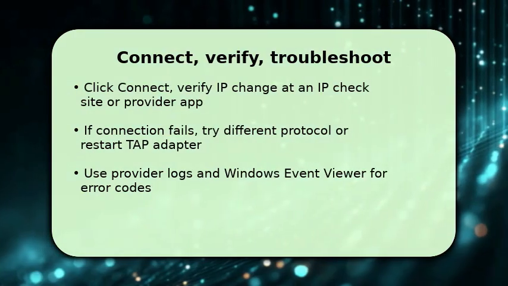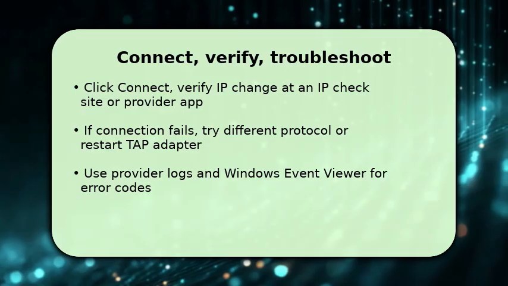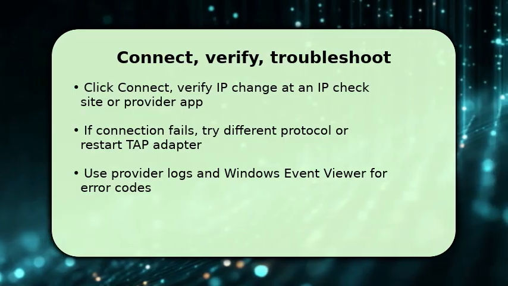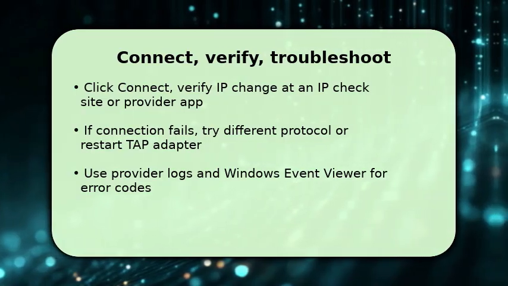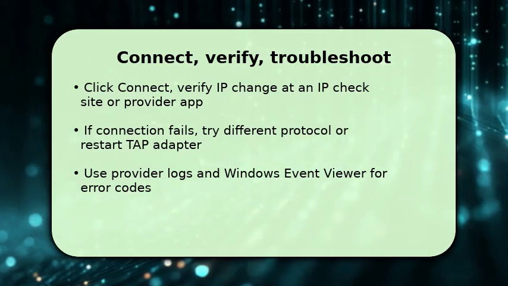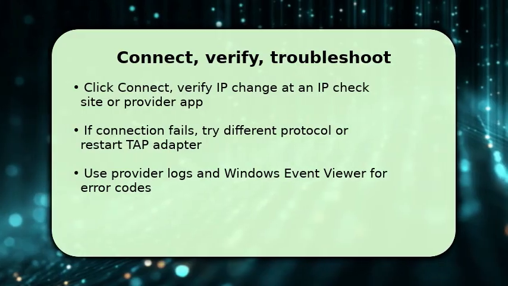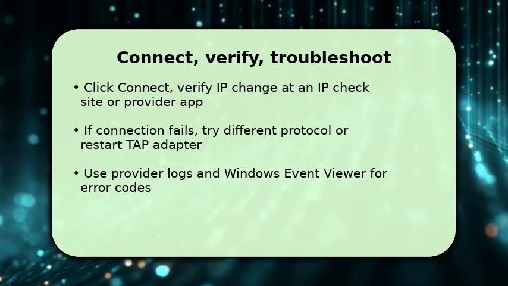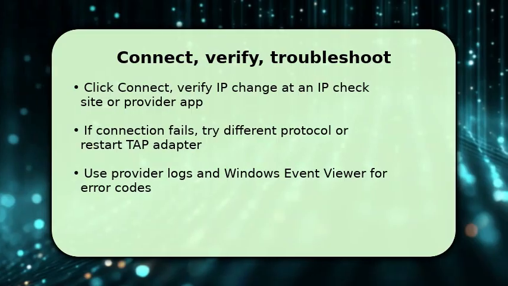Finally, click Connect and verify success by checking your public IP or the provider app status. If it connects, run a quick leak test and confirm access to required resources. If connection fails, switch protocols, for example from IKEv2 to OpenVPN, or restart the TAP adapter and retry.